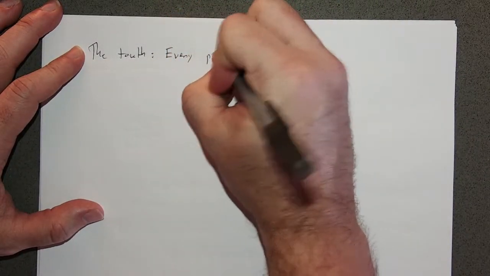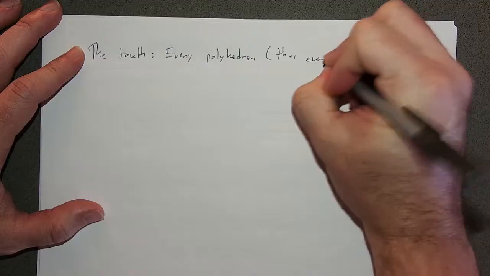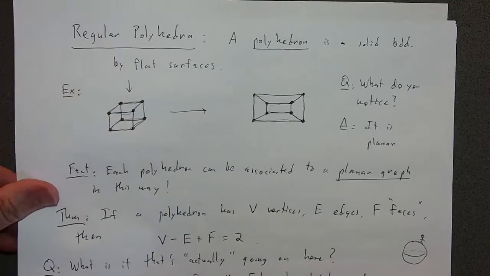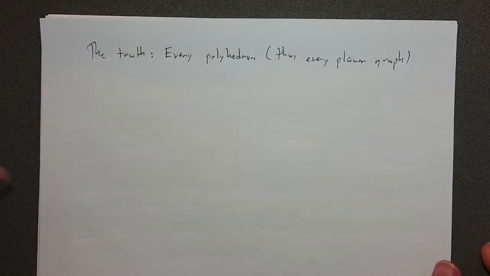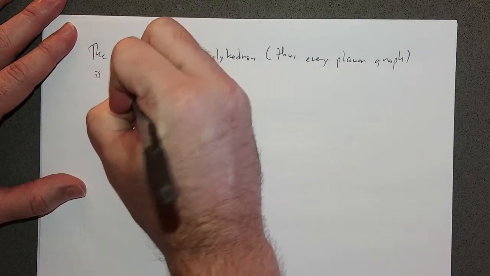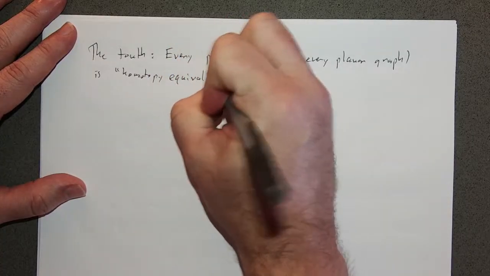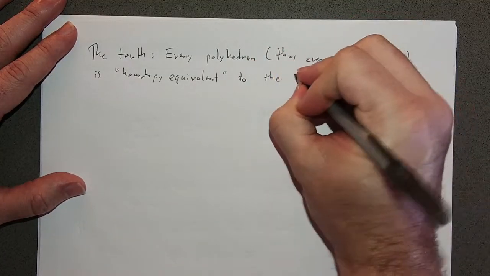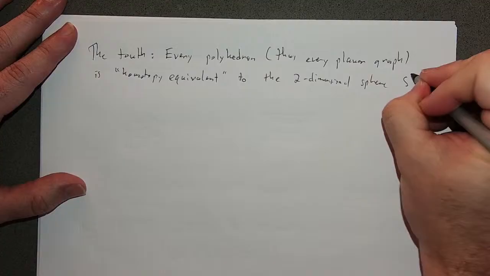Every polyhedron, and thus every planar graph, because this correspondence can be done in both directions, is, because of how we're looking at it, homotopy equivalent to the two-dimensional sphere S2, which is this thing.